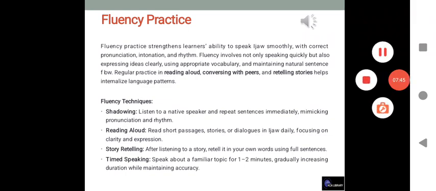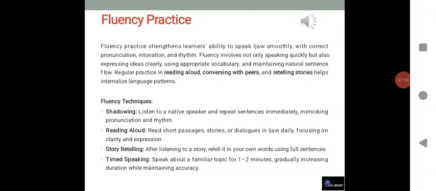Fluency practice is essential for developing the ability to speak Ijaw smoothly, accurately, and confidently. It focuses on improving pronunciation, intonation, rhythm, and natural sentence flow. True fluency goes beyond speaking quickly. It involves expressing ideas clearly, selecting appropriate vocabulary, and maintaining coherence in both structured and spontaneous communication.